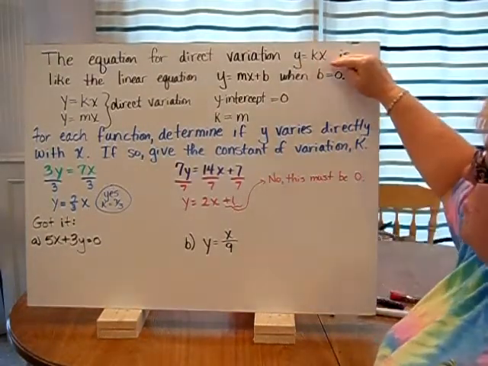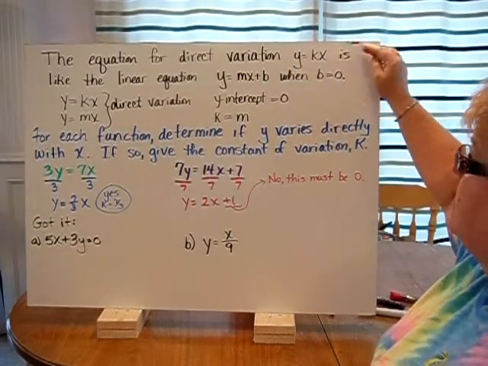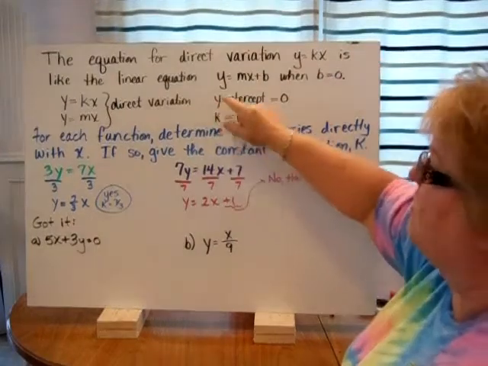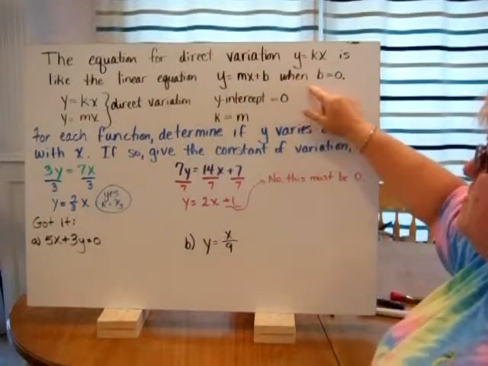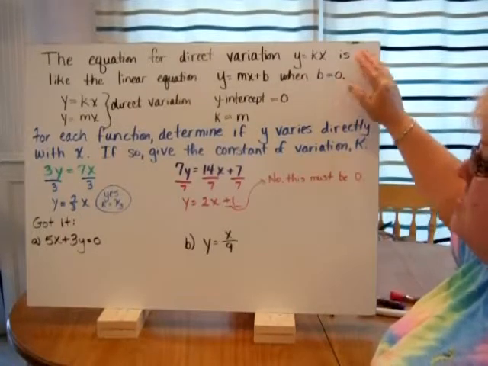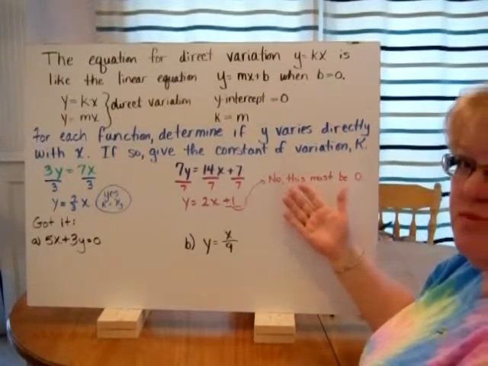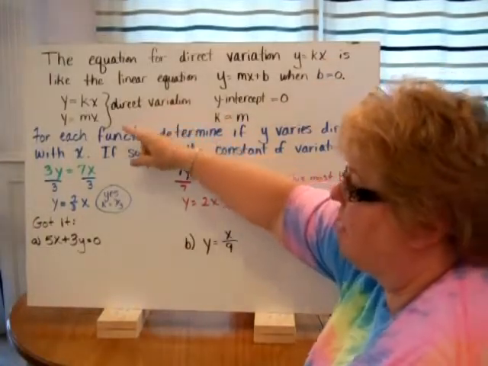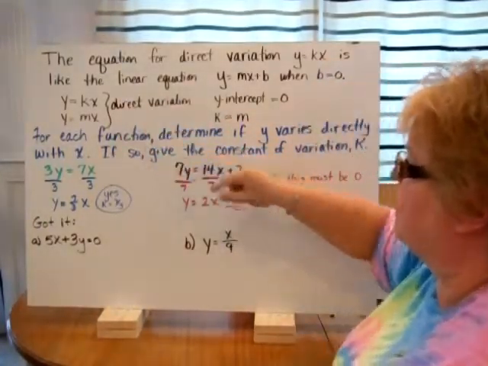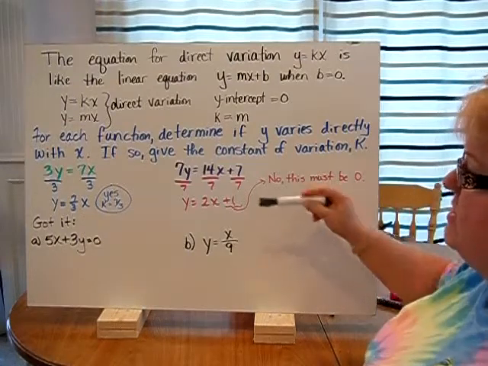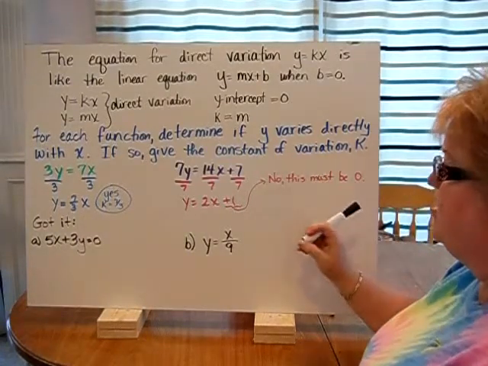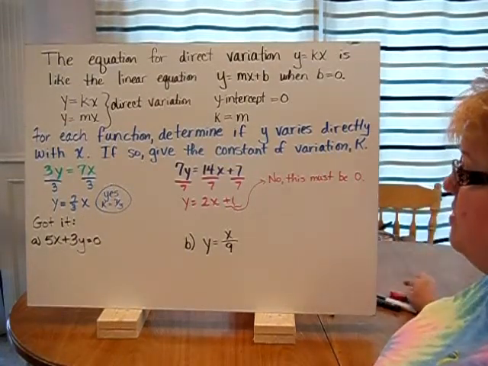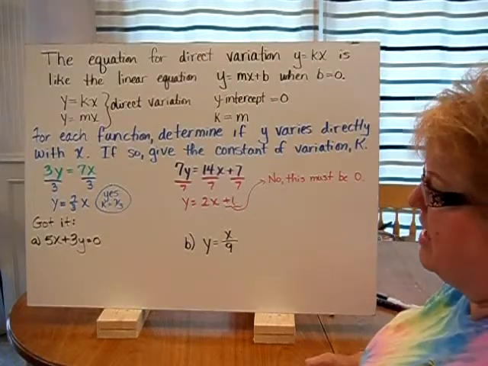Okay, the equation for direct variation is y equals kx. It's like the linear equation y equals mx plus b when b is 0. So if you had a linear equation that went through the origin, it would be a direct variation. So you're already familiar with this, and notice the similarities. Okay, so for each function, determine if y varies directly with x. If so, give the constant of variation k.